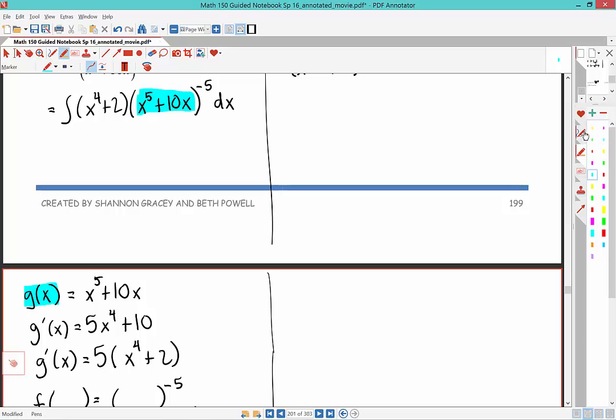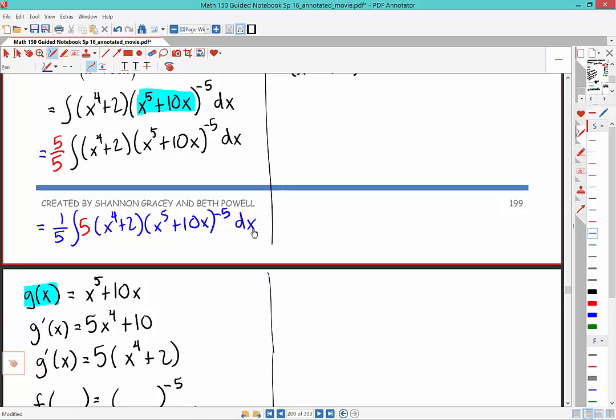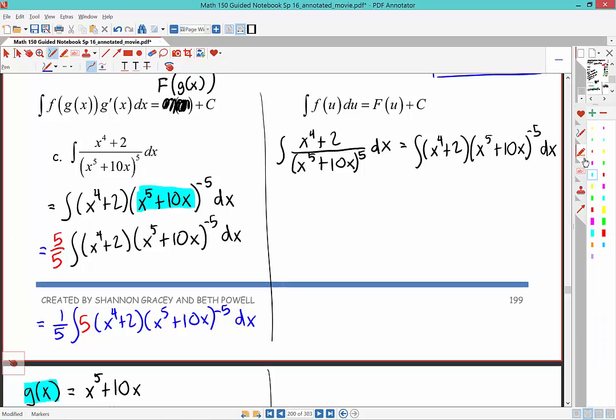So we need to rewrite this guy as, remember, you can multiply by 5 over 5, right? Times the integral of x to the 4th plus 2 times x to the 5th plus 10 x's to the negative 5 dx, which is 1/5 times the integral, we needed this 5, times x to the 4th plus 2 times x to the 5th plus 10 x's to the negative 5 with respect to x. So now we have everything we need for our formula, right? We have our g prime is this, so that's the g prime part. dx is dx. And then this is our g of x.